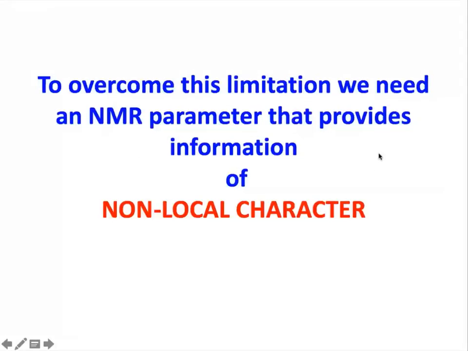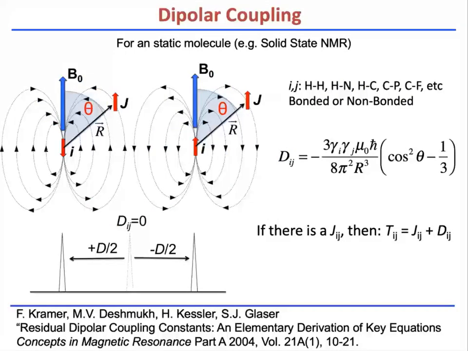So to overcome this limitation, we need an NMR parameter that provides information of non-local character, because the information provided by J coupling constants and NOE is of local character, only the close environment. And the answer is dipolar coupling.